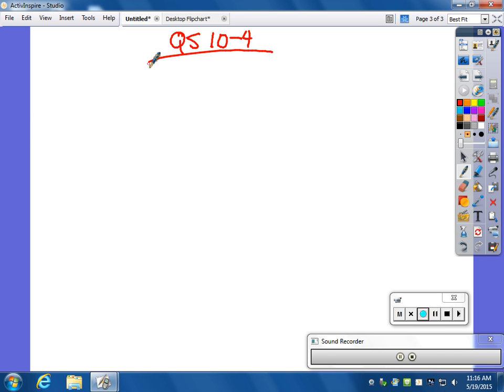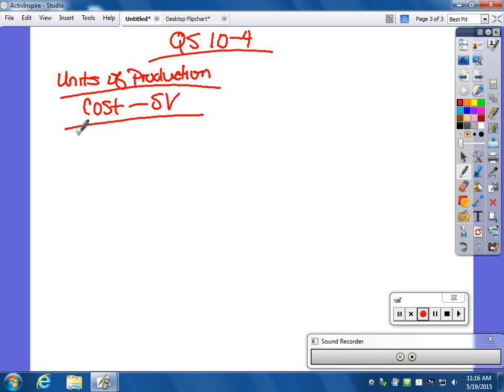Quick study 10-4. Refer to the information in quick study 10-3. Compute the year 2013 depreciation using the units of production. So what is the units of production equation? Isn't it similar to the straight line? Cost minus what? Salvage value divided by what? Total units of production.